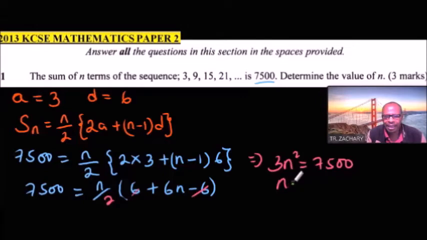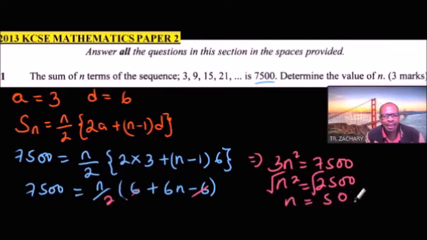You divide by 3, you get n squared is equal to 2,500. Now you get the square root of both sides. You get n is equal to 50. So it means that 50 terms of this sequence will give you a sum of 7,500. And that is how you work out that question. I hope you have followed. This is very important, and also its implementation. So with that, you get 1 mark for the working here, and 1 mark for the answer.